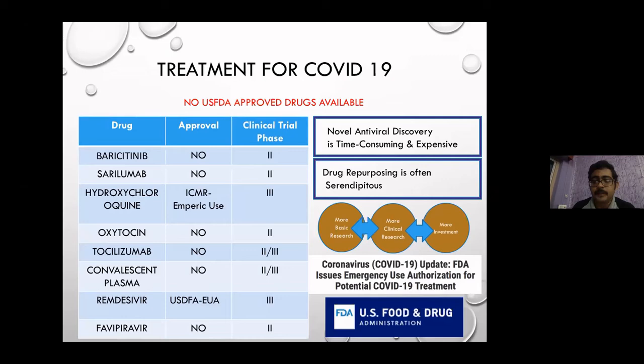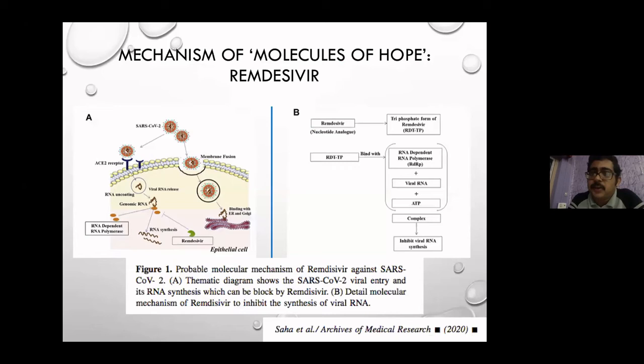So remdesivir is presently a molecule of hope, which is a prodrug, a nucleotide analog, that gets converted into a triphosphate group. And the mechanism is also a postulated mechanism that says that it interferes with the viral RNA and it actually stops the RNA-dependent RNA polymerase from RNA replication or RNA synthesis in a very complex form with RNA-dependent RNA polymerase, the triphosphate form of remdesivir, as well as ATP molecules being combined. So this is also a postulated or proposed mechanism of remdesivir, which is presently considered as a molecule of hope.